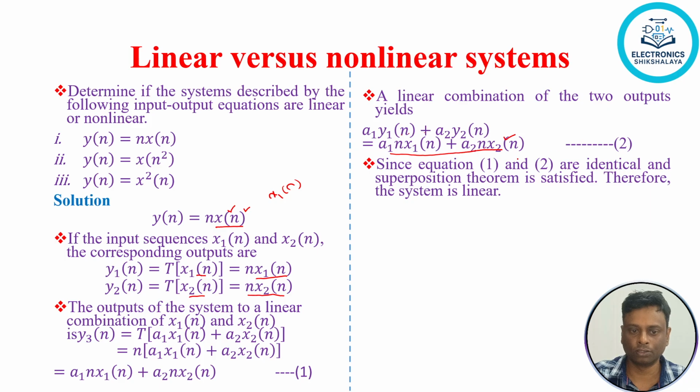Okay. So this is your equation 2. In equation 1, we are applying the weighted sum of the inputs, so a1 x1 of n plus a2 x2 of n. In place of x of n, we are applying this. So that will be this one. In this case, both equations are the same. That is why the system is linear.